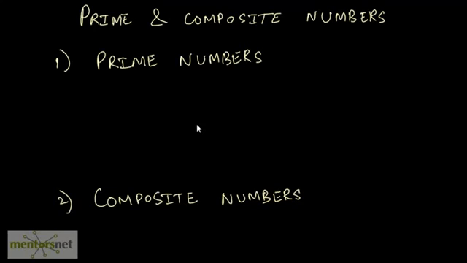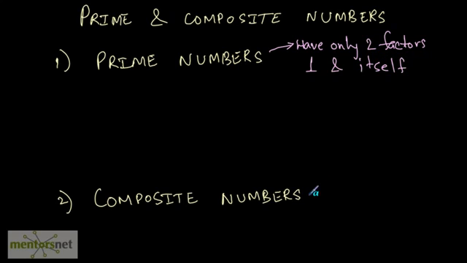In this video we will be discussing prime numbers, composite numbers and coprime numbers. So what is a prime number and what is a composite number? Well, a prime number is a number which has only two factors, and those two factors are the number 1 and the number itself.